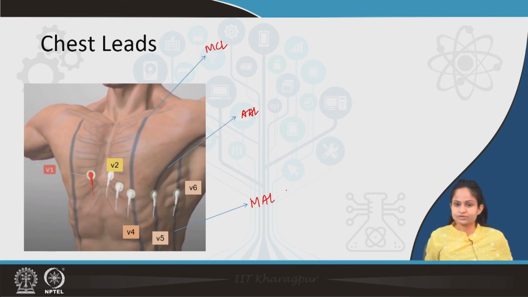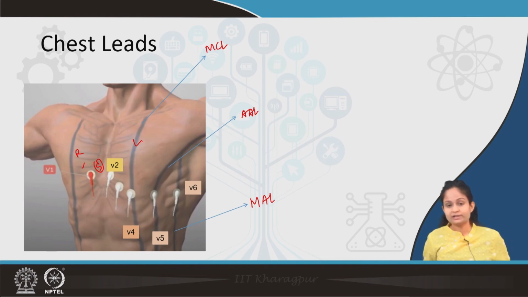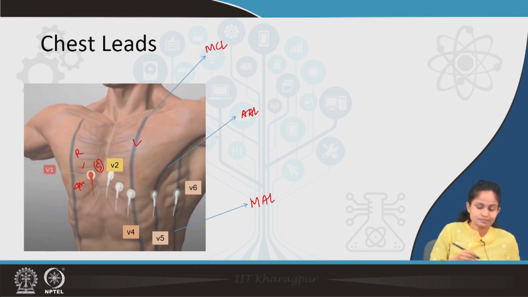We will place the electrode V1 at the level of the right fourth intercostal space, just lateral to the sternum. So this is the sternum. This is the right and this is the left portion of the heart. We are placing V1 at the level of the 4th intercostal space at the right side of the sternum.